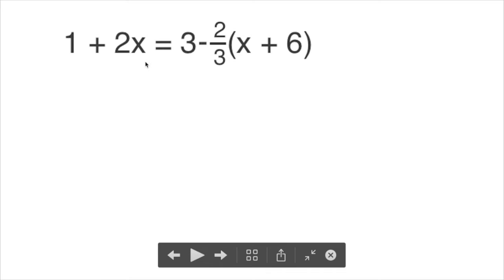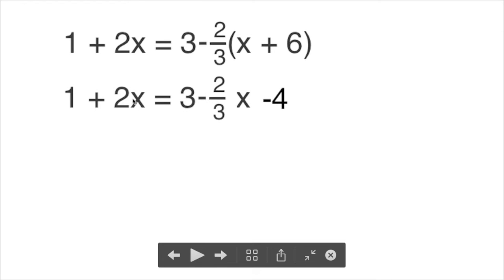All right, so this part of the equation doesn't change. Or the left-hand side stays the same, 1 plus 2x. We haven't changed that. Equals, the 3 doesn't change. But now -2 over 3 we're multiplying by x, and -2 over 3 we're multiplying by 6. So multiply -2 over 3 times x. Well, that's easy. -2 over 3 times x is -2 over 3x. And then multiply -2 over 3 times 6. -2 over 3 times 6 becomes -4. So now our equation is 1 plus 2x equals 3 minus 2 over 3x minus 4.